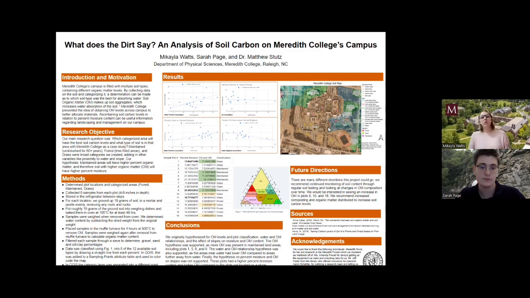Yeah, and as for future directions, there's a lot of directions that this project could go in, but we are really recommending a continuing monitor of soil content through regular soil testing and looking at the changes in OM composition over time. And we would also be super interested to see an increase in organic matter in plots 8, 10, and 16, as those are three of our lowest. And we recommend increasing composting distribution across campus and organic matter distribution to increase soil carbon levels.